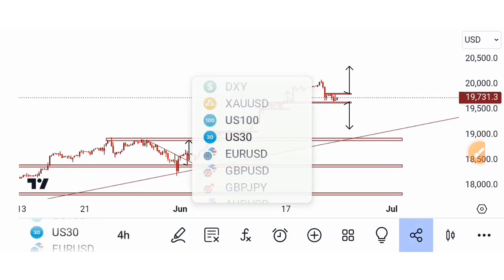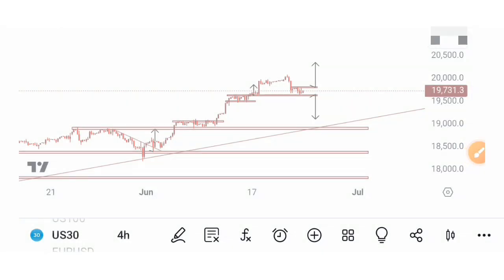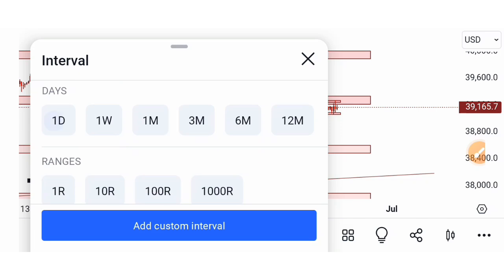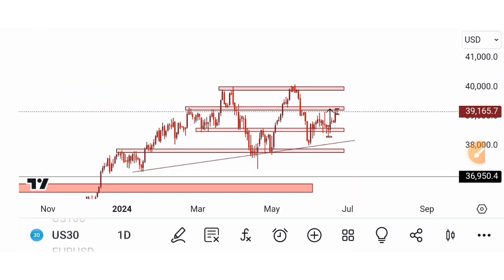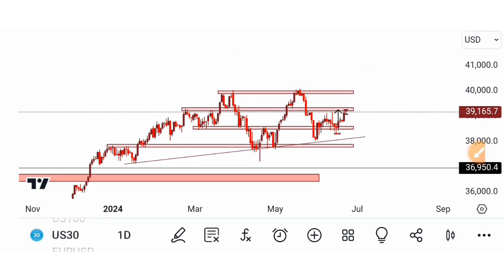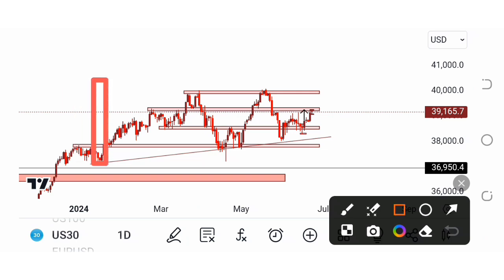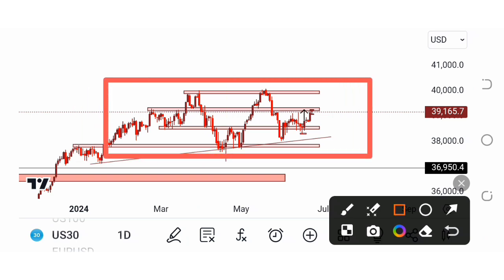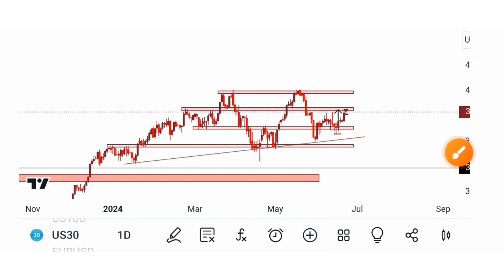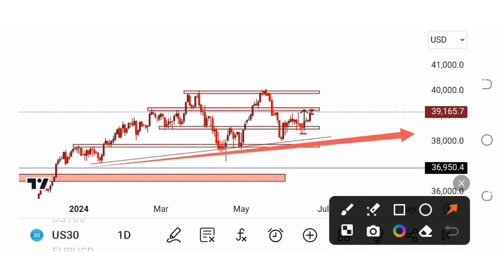Moving on to US30, and I'm closing with this one. Let's move to the daily time frame. So US30, the market is at the moment in a range, right? As you can see, the market is in a range. This is a range that I'm talking about. So the high of the range is over here, then this is the low of the range, as you can see. However, though this is a range, the market is currently trending up, right?